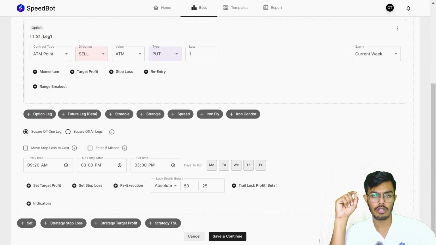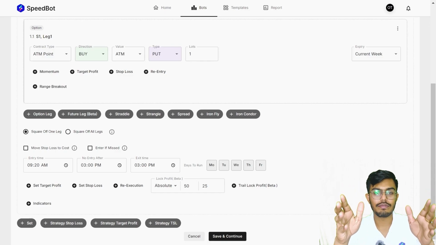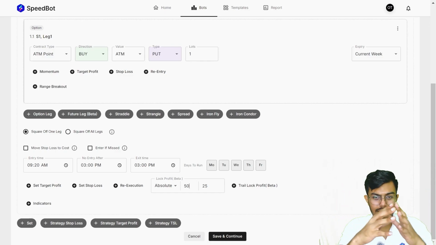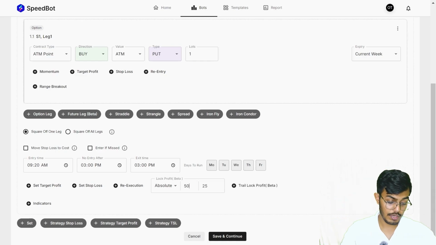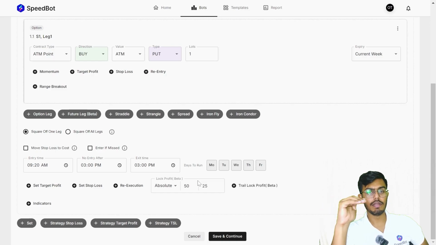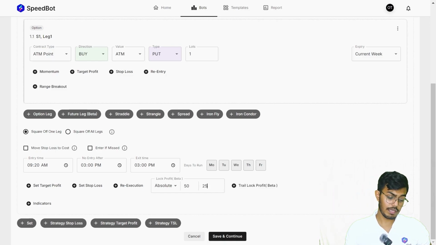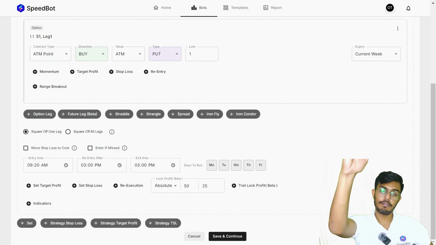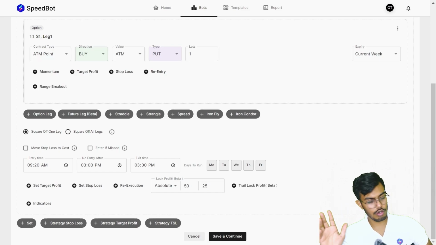Let us say I have shorted or bought a put option over here, like this. Let us say the entry price was somewhere around 100 rupees. Now, whenever from 100 rupees the option contract moves by 50 rupees, that is, whenever my profit goes up by 50 rupees, I want to lock my profit at a lower value. It could be 25 rupees, it could be 20 rupees. So over here, I'll be saying that whenever the market, from 150 rupees, reaches 125 rupees, I'll be able to lock my profit and exit my trade automatically.